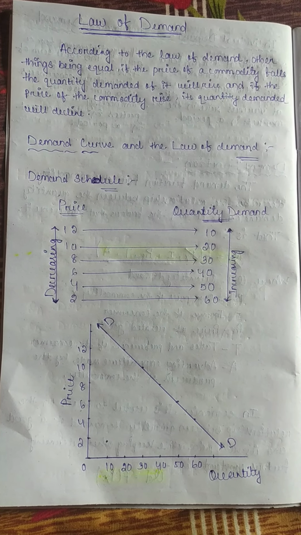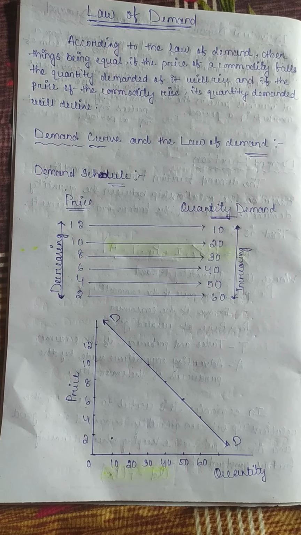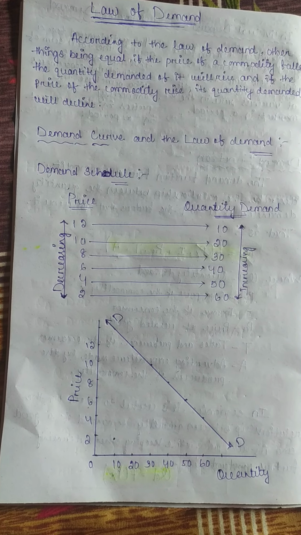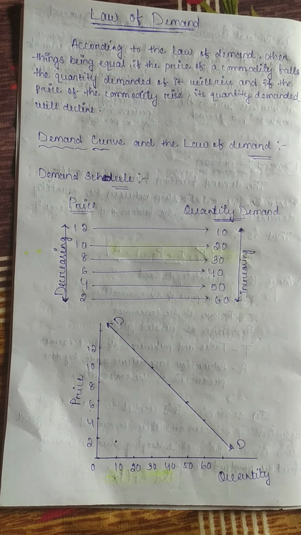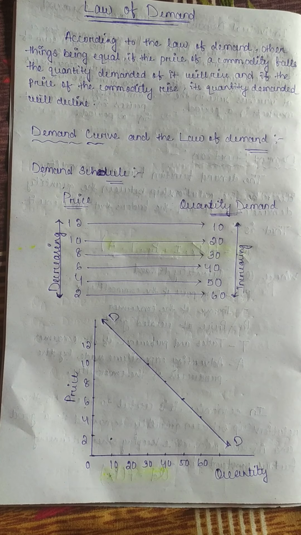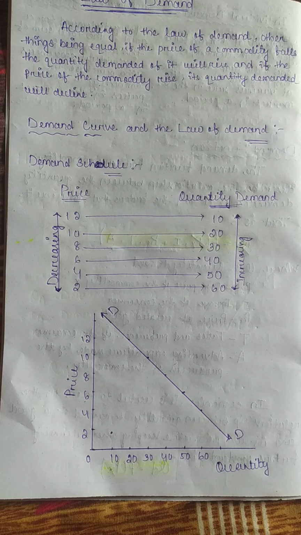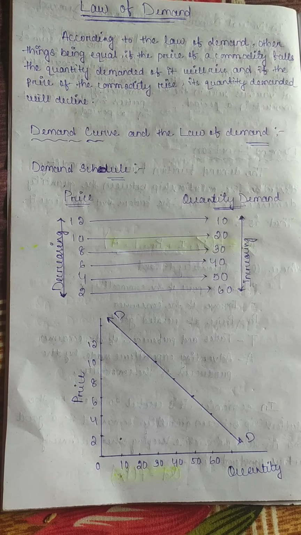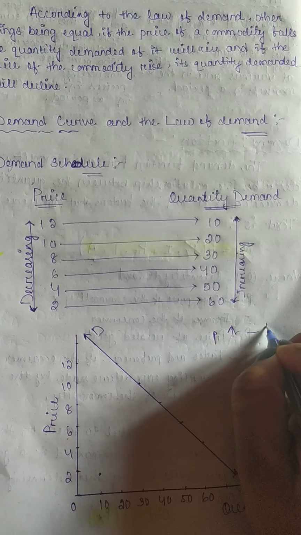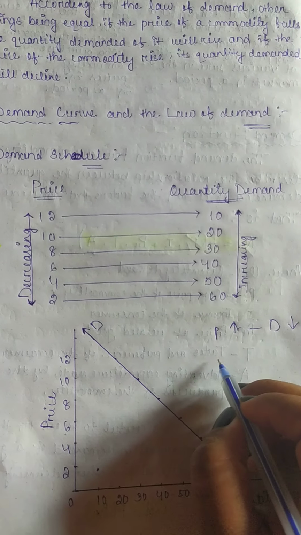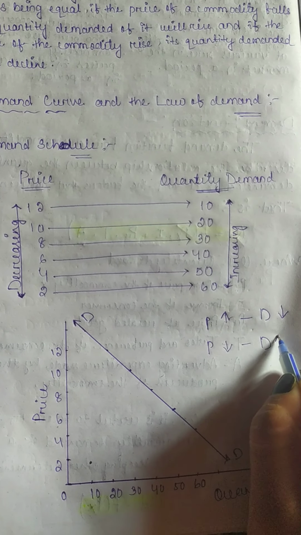Then let's talk about the law of demand. This is a simple and very easy law of economics. According to the law of demand, other things being equal, if the price of a commodity falls, its quantity demanded will rise, and if the price rises, its quantity demanded will decline. Let me repeat that. When the price of a commodity increases, demand for that commodity decreases, and when the price decreases, demand for that commodity increases.